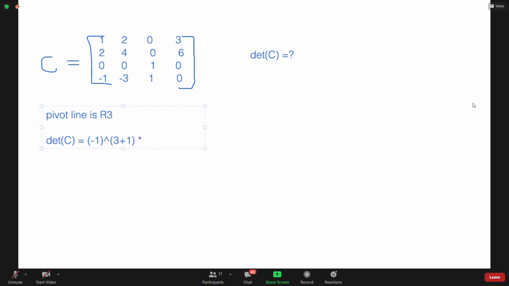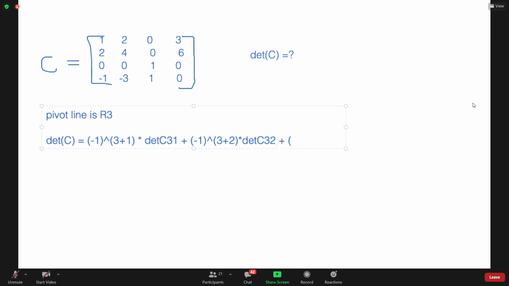Multiplied by something which we call determinant C of 3, 1. I'll explain in a second. We're just writing theoretically now. Plus, again, -1 to the power of the next position. So this is position 3, 2: 3 plus 2. Multiplied by something called determinant of the position C32.